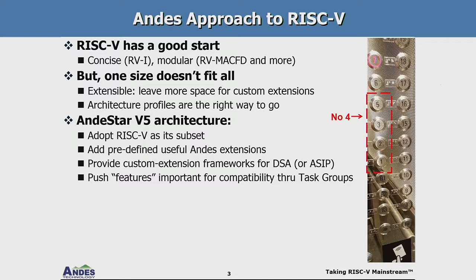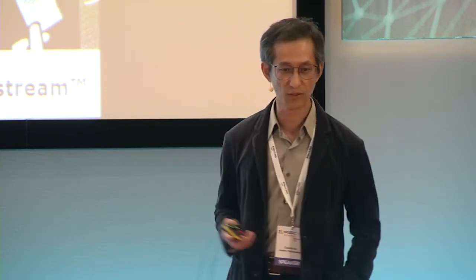So with this, AndesCore V5, our new generation architecture adopting RISC-V, we add predefined useful Andes extensions we learned from the past. We also provide a powerful tool, a custom extension framework, for domain-specific acceleration. And we also want to push the features we think are important for compatibility through the task groups, so we are pretty active on that. And this is an elevator I took in one of Taiwan's hotels, just to show you that there's no four. That's why we skipped from V3 to V5.